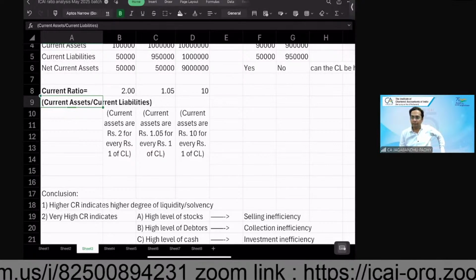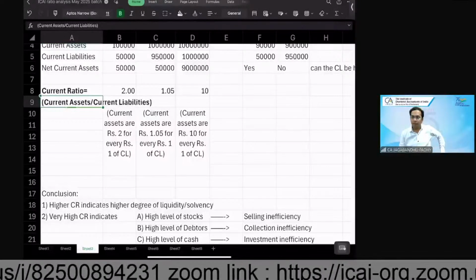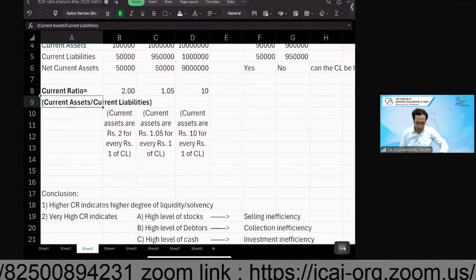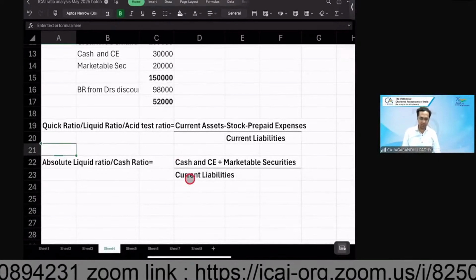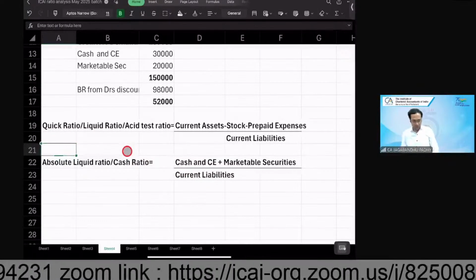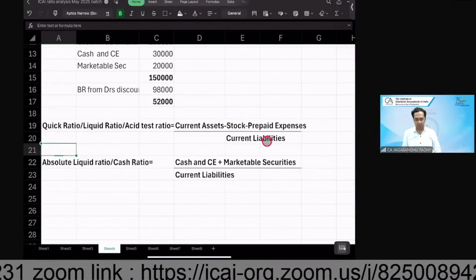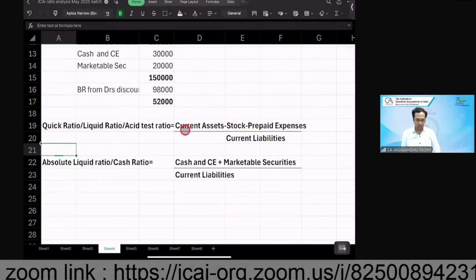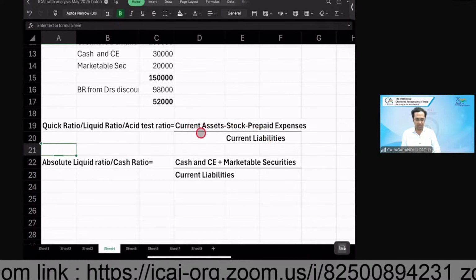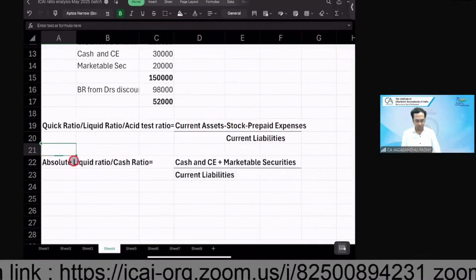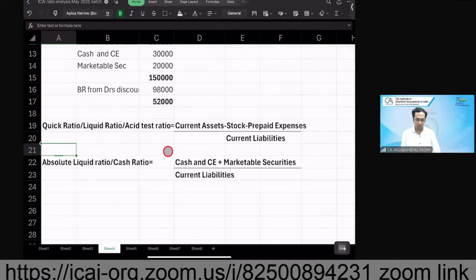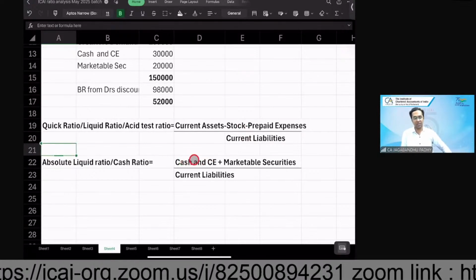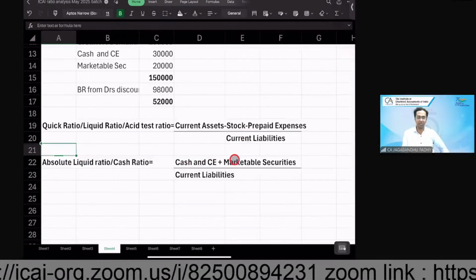Sir, what is the difference between liquid ratio and absolute liquid ratio? In the liquid ratio, you are only subtracting the stock and prepaid expenses from current assets, so your debtors are still inside it. But in the case of absolute liquid ratio, you are excluding the debtors; you're including cash and cash equivalents and marketable securities only.